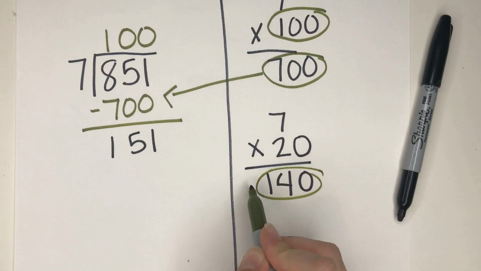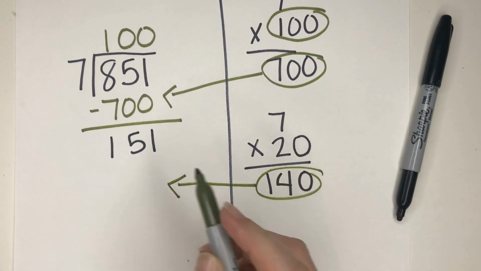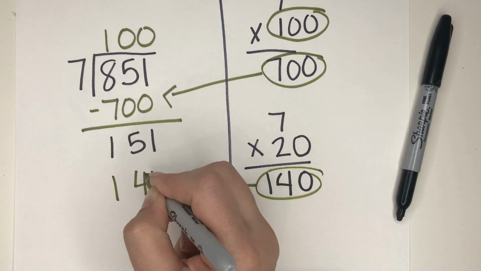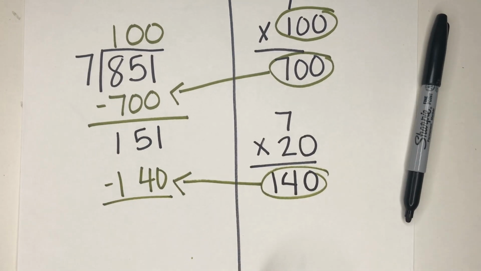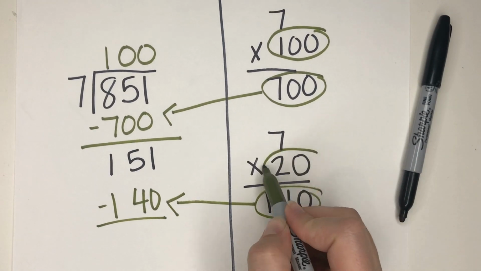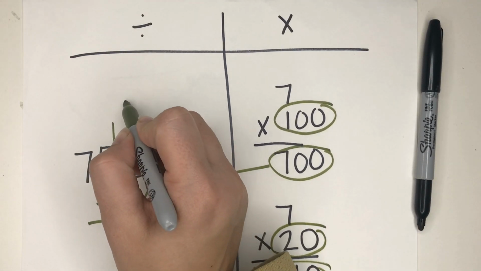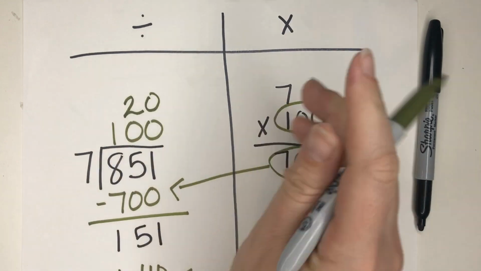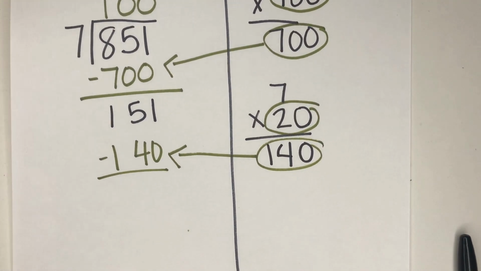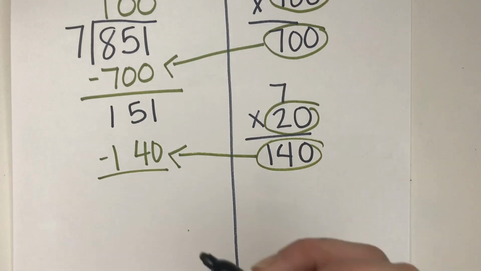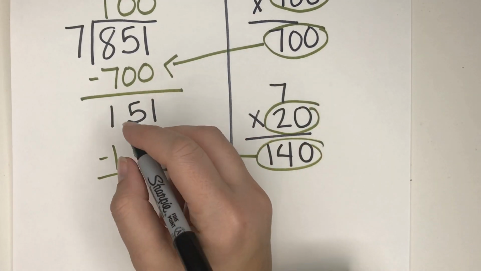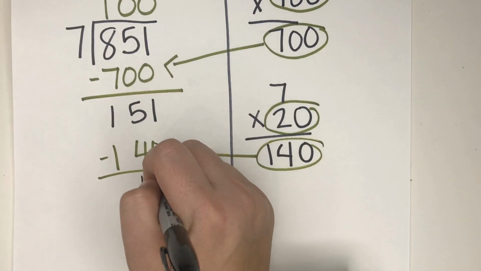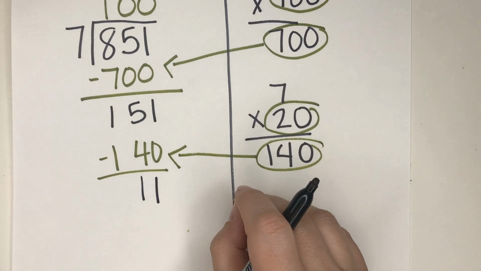Once again, this number is below the line, so I'm going to move it over here so that it can be involved in this subtraction problem. And then this number at the top goes right back up over the 100 because that will be added into our quotient. So let's do some subtraction. That is 0. This is 1 and 1. I am left with 11.